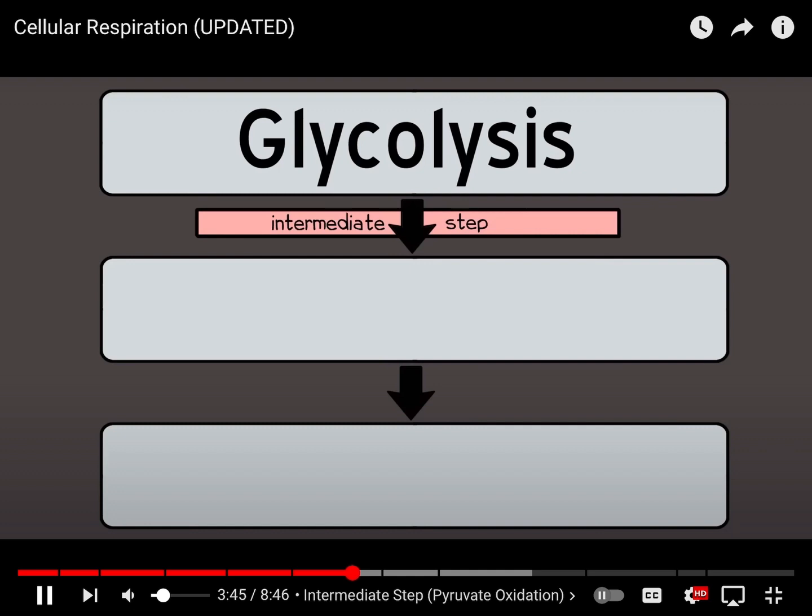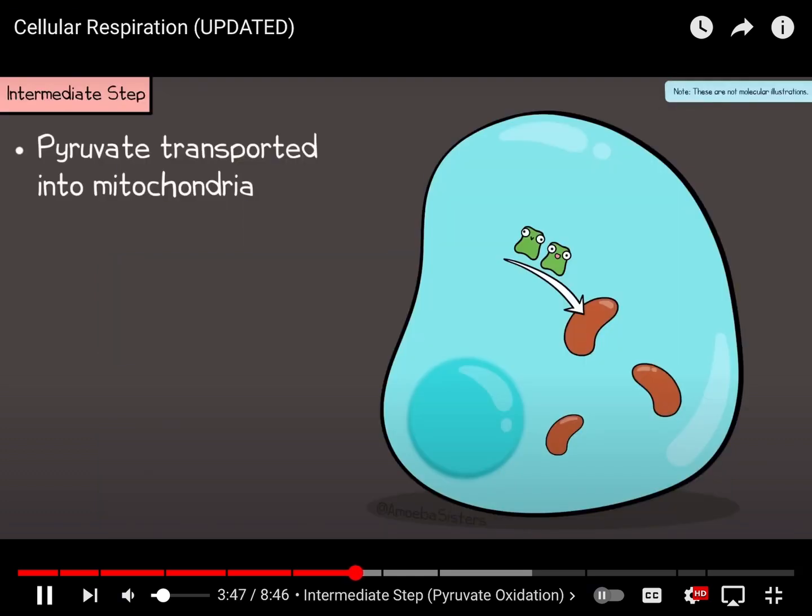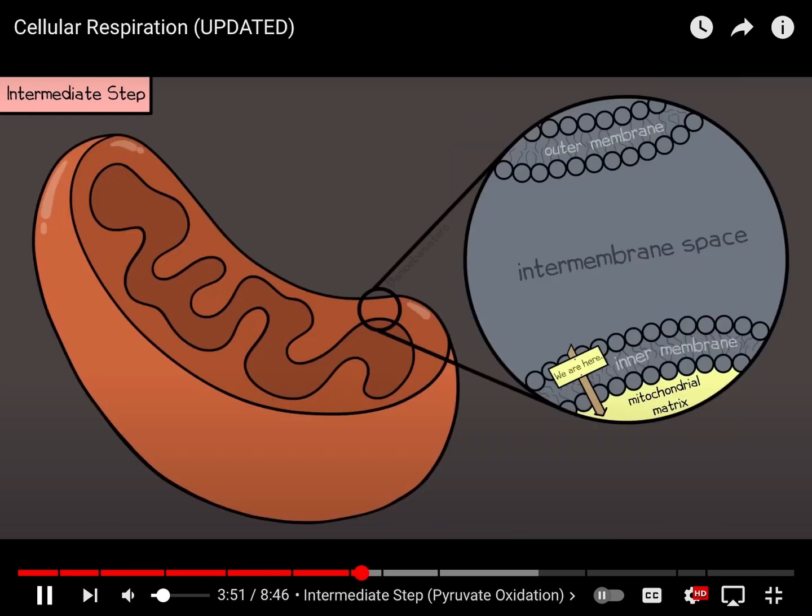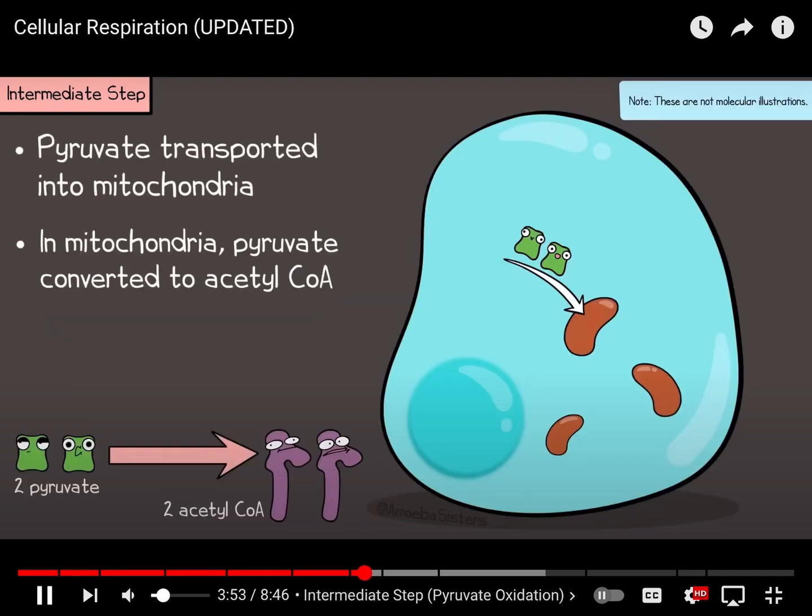Now, an intermediate step occurs. The 2 pyruvate are transported by active transport into the mitochondria, specifically the mitochondrial matrix. In the mitochondria, pyruvate is oxidized. The 2 pyruvate are converted to 2 acetyl-CoA, which will be used by the next step. Carbon dioxide is released and 2 NADH are produced.